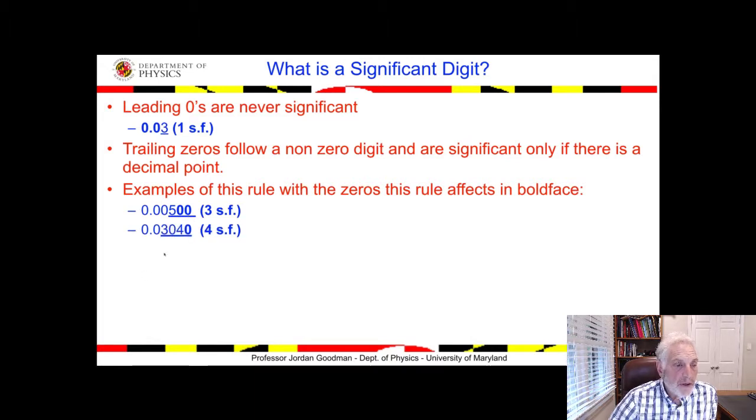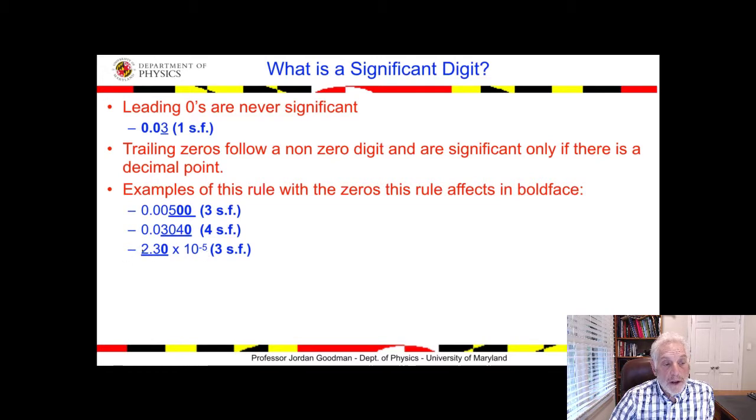Take another example. Here, if I write 0.03040, the trailing zero after the decimal point tells me that the last digit is significant. So in this case, there are 4 significant figures. Here again, I have 2.30 times 10 to the minus 5.